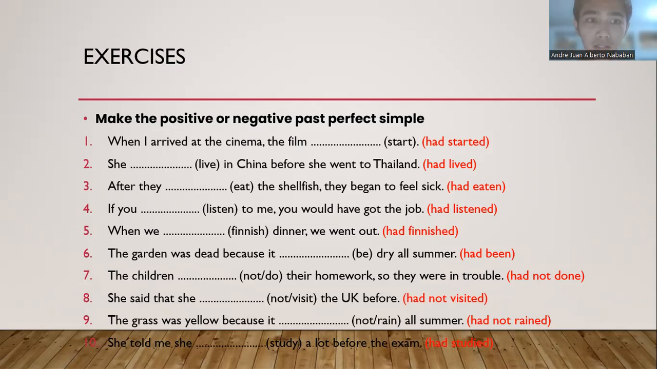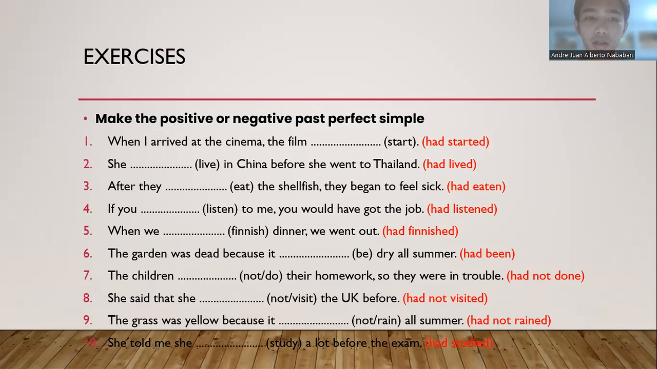And the third exercise, after they blah blah blah eat the shellfish, they began to feel sick. So the past perfect simple uses the past auxiliary verb had plus the verb 3 of the verb. Here the verb is eat, so the verb 3 is eaten. So the sentence will be, after they had eaten the shellfish, they began to feel sick.